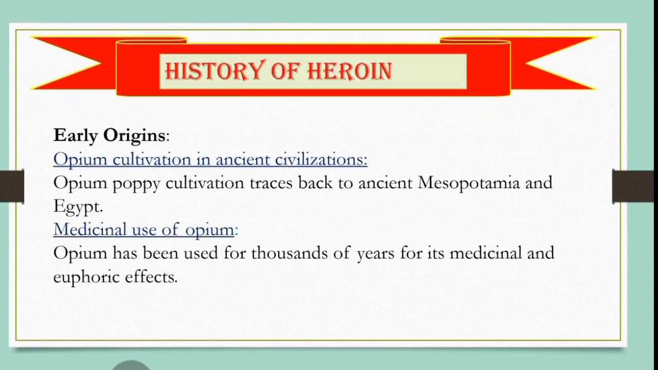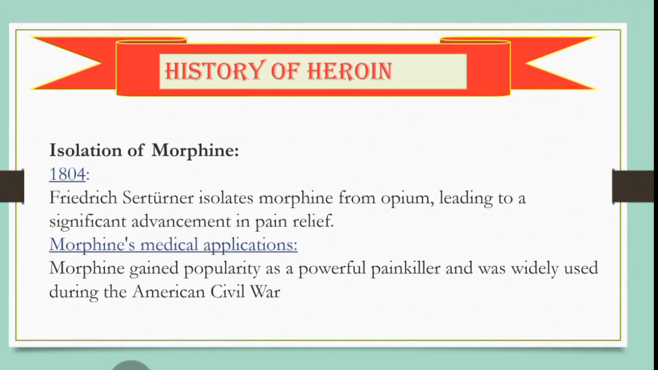Early origin: opium cultivation in Asian civilization. Opium poppy cultivation traces back to ancient Egypt. Opium poppy, the flower from which heroin is made, has been used for thousands of years for its medical and other purposes. Then we discuss the acetylation of morphine. It means how heroin is converted into morphine and then monoacetylmorphine, also known as 6-MAM.